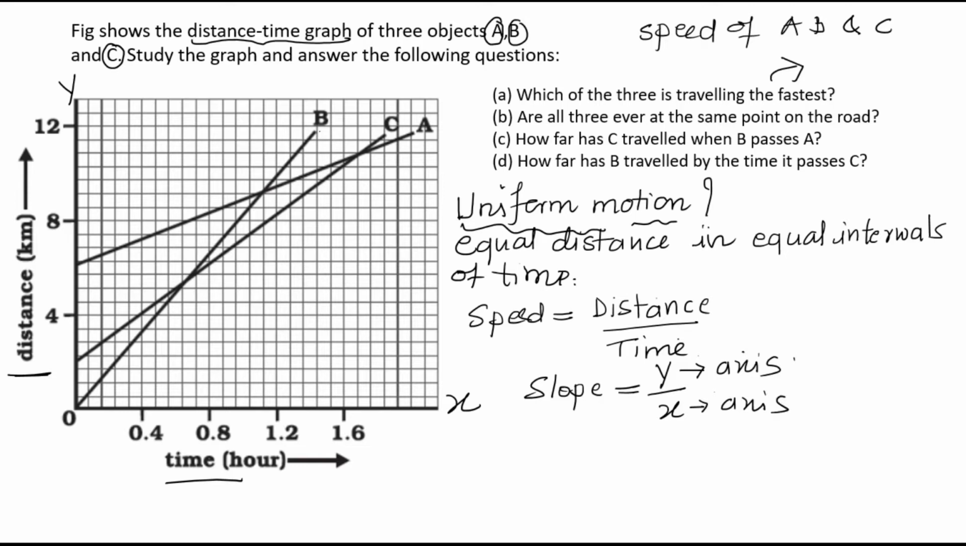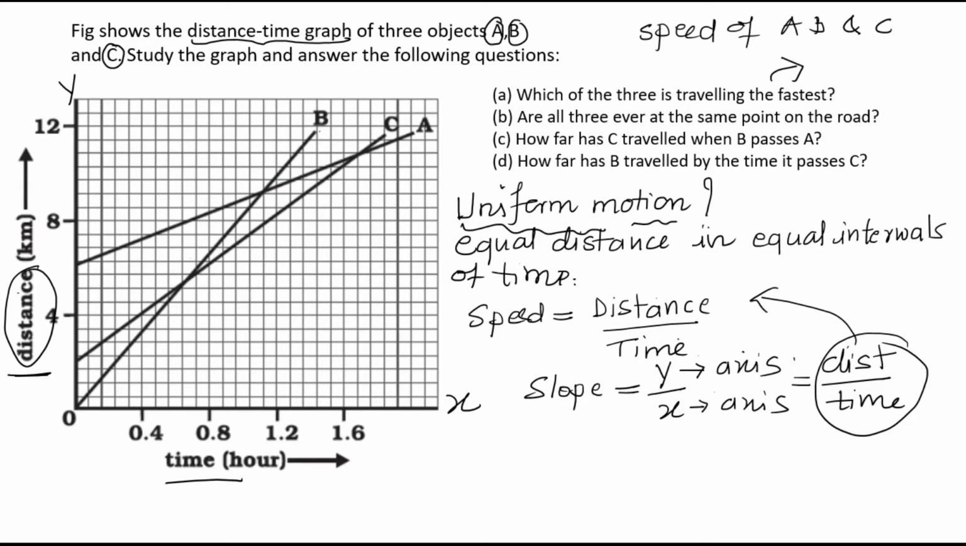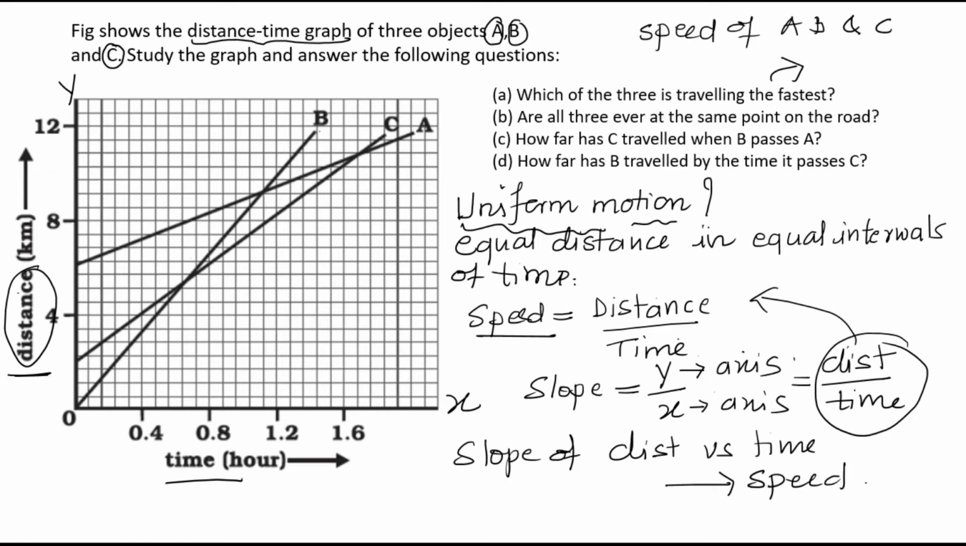Now what is the physical quantity on the y-axis? It is distance, and time is on the x-axis. If you divide distance by time, you get speed. So the slope of a distance versus time graph will give you speed. It's very simple now. You just find the slope. And how can we find the slope?